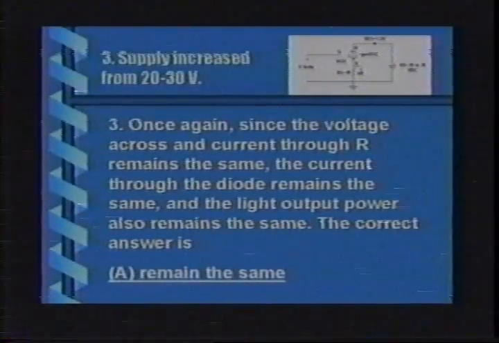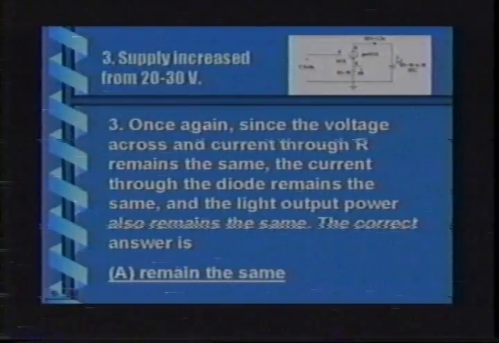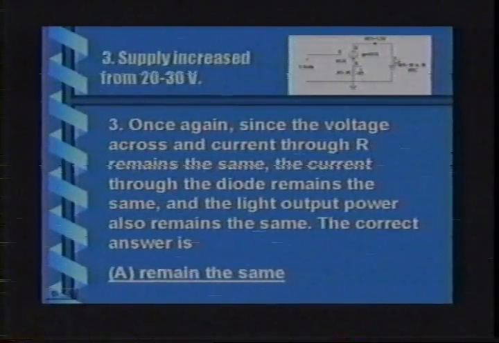Well, this is sounding like a broken record, but let's repeat it again. The voltage across this resistor stays at 4 volts. So the current stays at 4 divided by 10. The current is constant. This is a single loop, no connections for current to escape from this loop. So the current through the resistor is the same as the current through the diode. So the current through the diode is not changing. It's independent of this supply. Well, if the current through the diode remains the same, the light output power remains the same. So the correct answer to this part of the problem is A, remains the same.